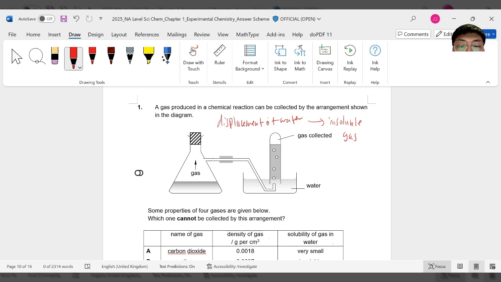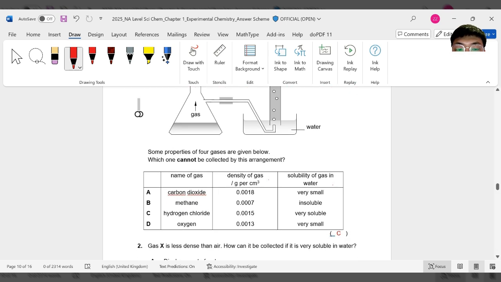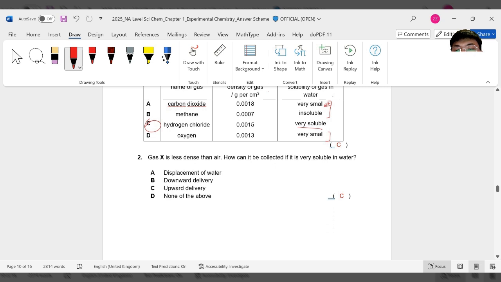Now with that fact, if you go down to the table, you can zoom into one column, this part on solubility. As long as it is soluble in water, then I cannot use this method. So the answer will be C, because it's very soluble. For everything else, as long as it's insoluble, or even very slightly soluble only, we can still use displacement of water.